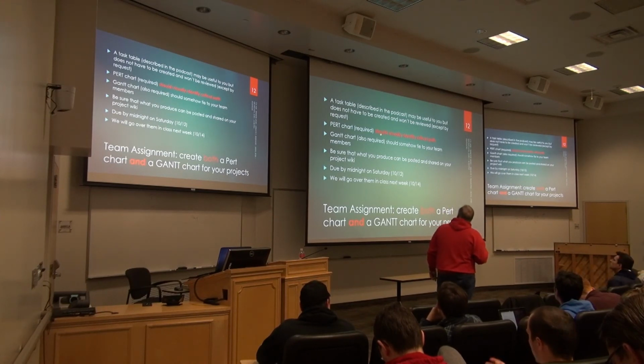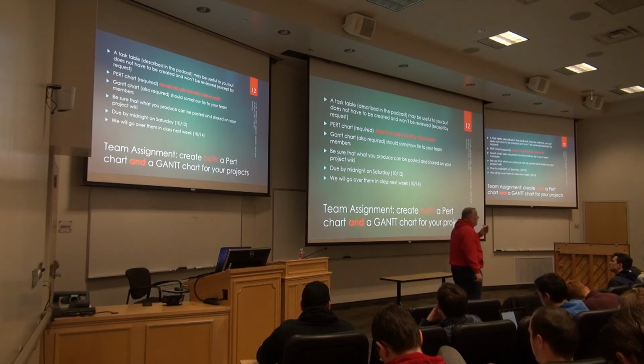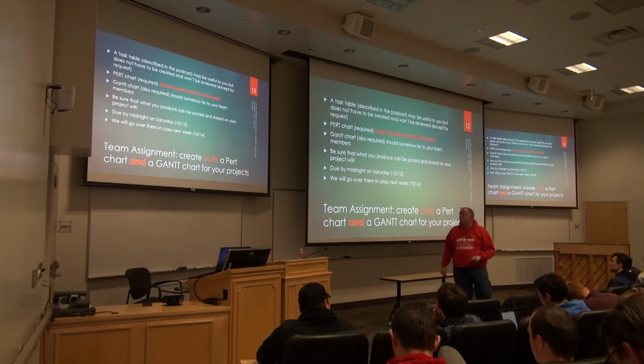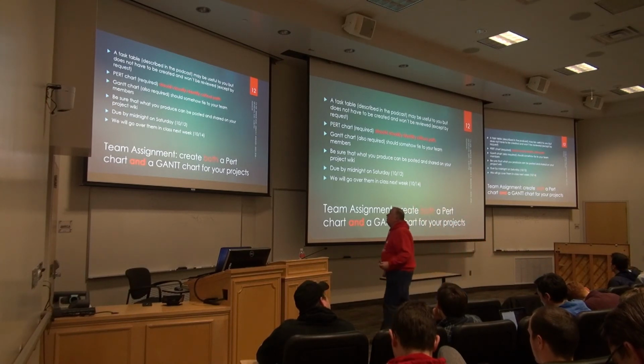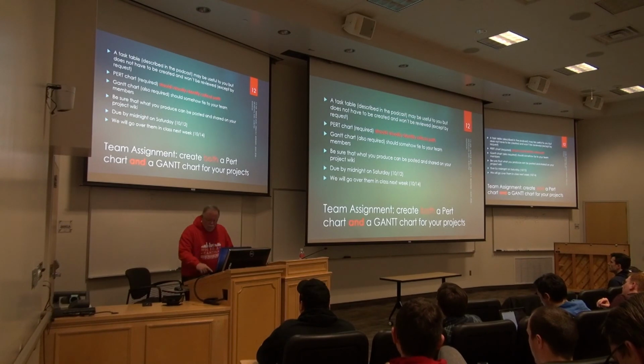The PERT chart needs to show the critical path. The Gantt chart should tie to your team members. Make sure that what you produce can be posted and shared on your project wiki so we can actually look at it. Oops, I didn't get all the dates up. This is this Saturday, not October. We'll go over them next week and bring them up so you can see what other people did, and say ooh and ah, or just laugh, whatever the appropriate reaction is.